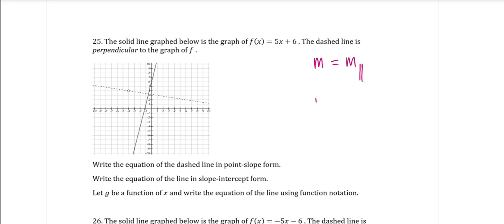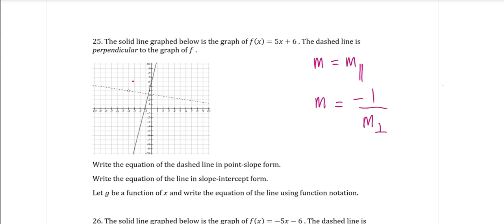But if they are perpendicular, they have a different relationship. They have a negative reciprocal slope from one another. This upside down T symbol means perpendicular. So the slope perpendicular is the negative reciprocal, or 1 over and change the sign, from the original slope.